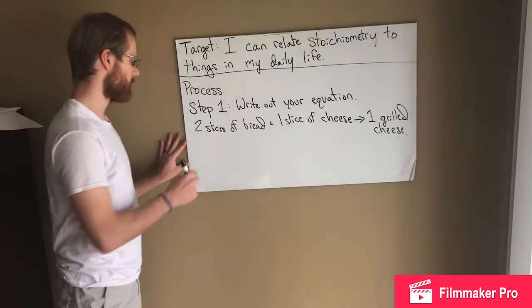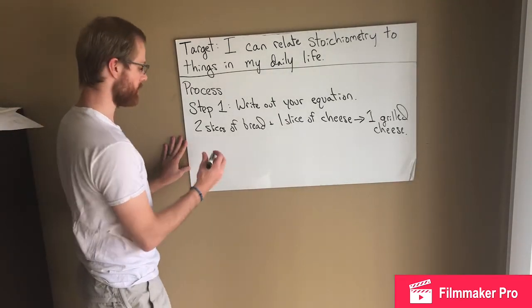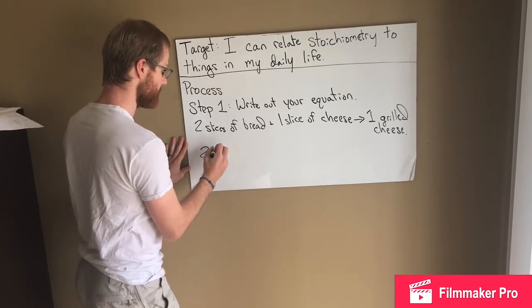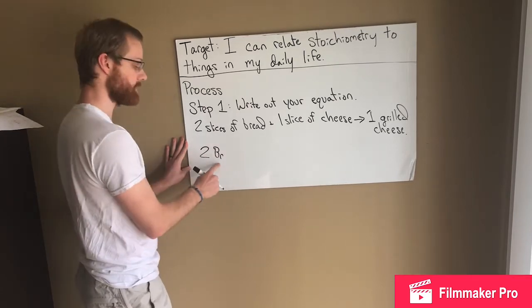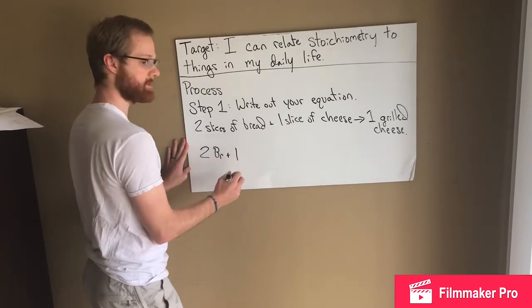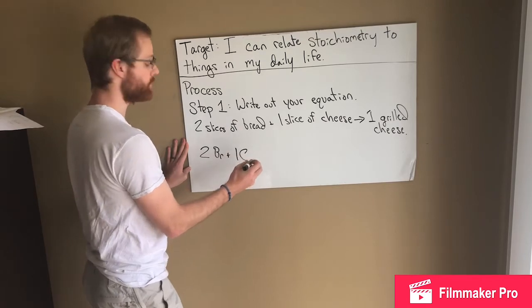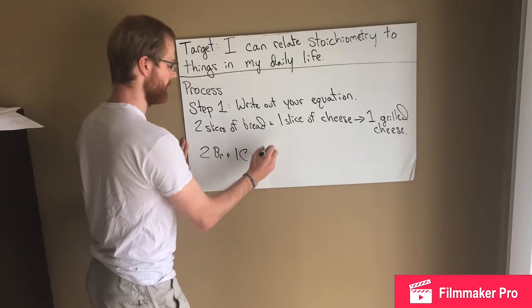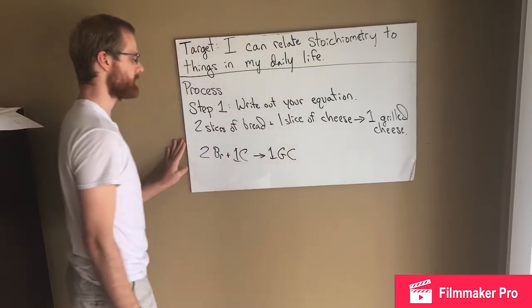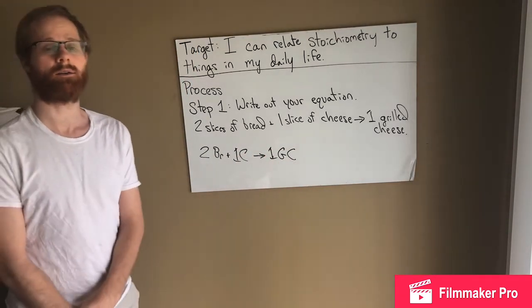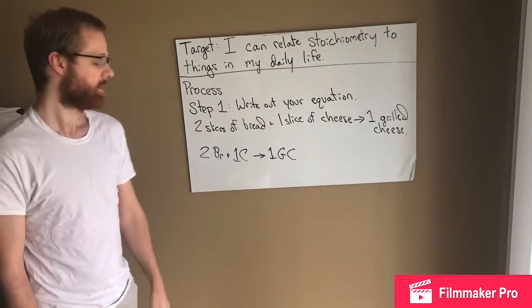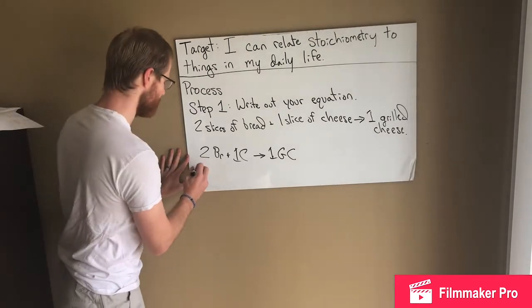Okay, so for my abbreviated equation, let's say I've got 2 slices of bread. I'm just going to abbreviate bread to BR. So I've got 2 slices of bread reacting with 1 slice of cheese to produce 1 grilled cheese sandwich. Cool. We've got ourselves a balanced chemical equation. Step 1 done. All right, so what is step number 2?